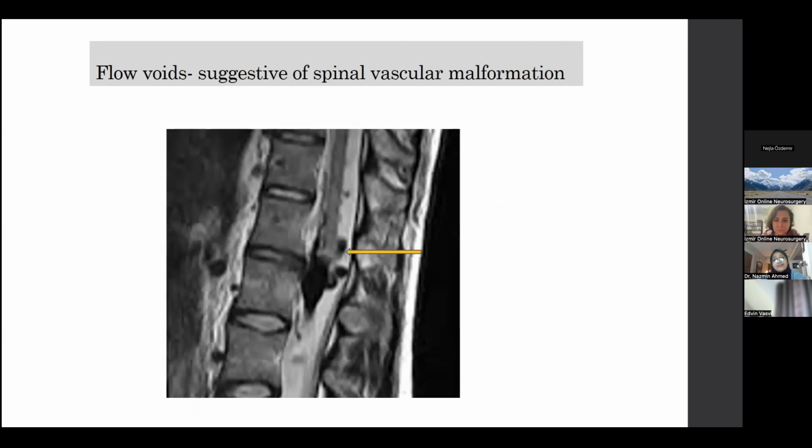Finally, if we carefully look for flow voids in the T2-weighted image, we must go for spinal angiogram, because the presence of flow void always indicates some kind of vascular lesion. That is the classic feature. I have already marked one of the representative cases where a dot-like and a hugely dilated branch-like flow void is present in the spinal canal. So this can be a vascular lesion, and we should go for spinal angiogram.